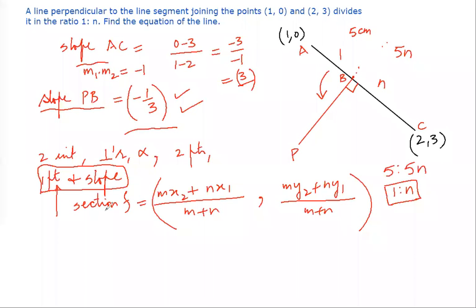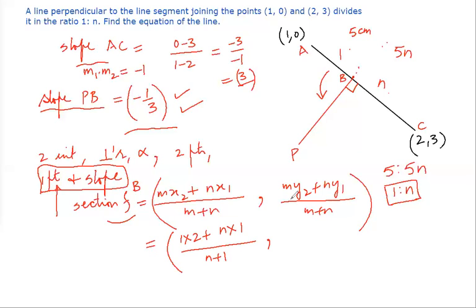So students, this is the section formula. Section formula gives us the coordinates of point B. So its coordinates will be, tell the coordinates of B now. Your m is 1 and your n is n. So it will be 1 into x2, which is 2, plus n into x1, which is 1, divided by m plus n, which is 1 plus n.